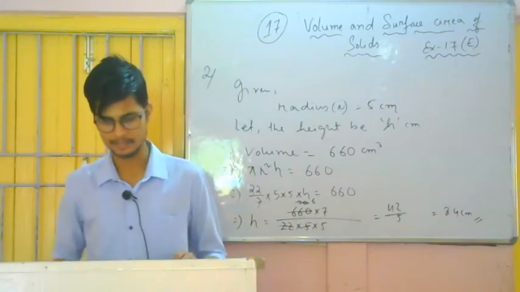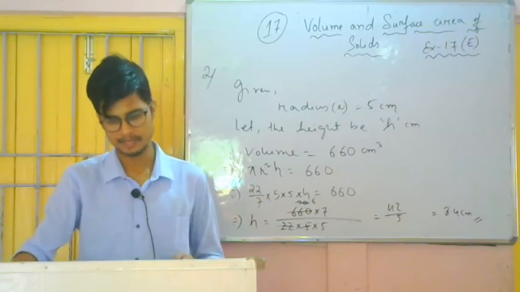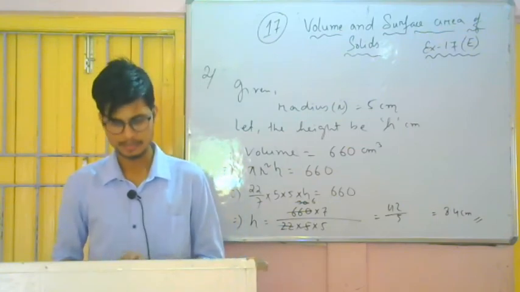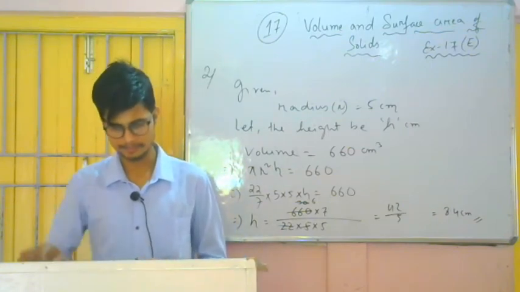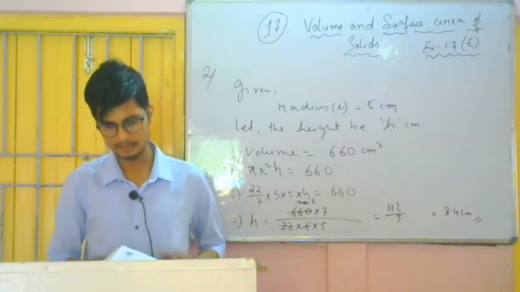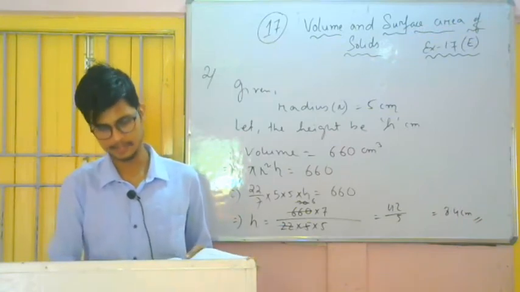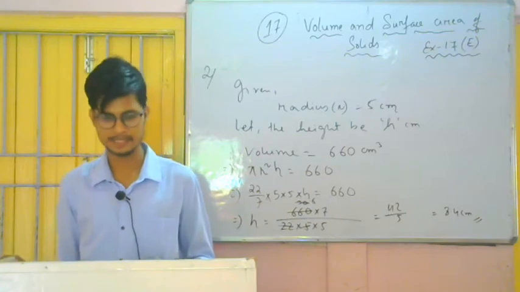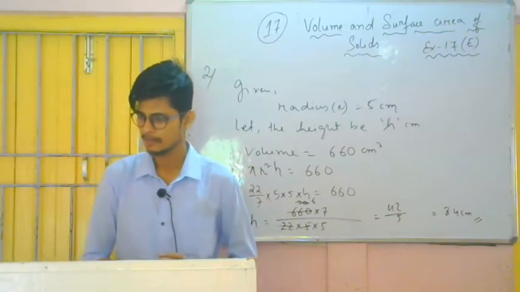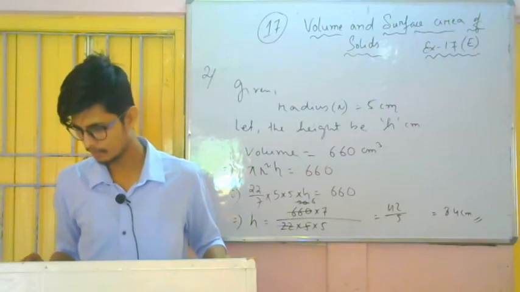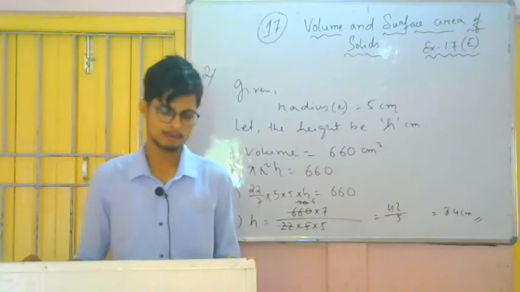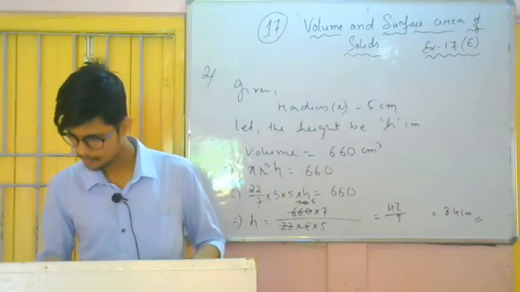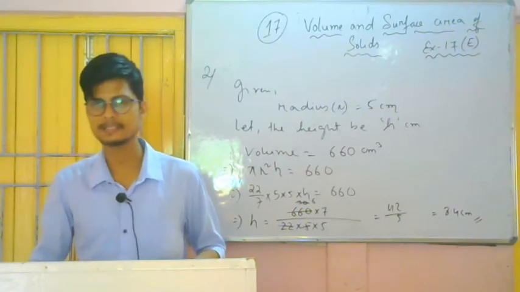Now question number 3. The volume of a cylinder is 448 pi cm cube, and the height is given as 7 centimeter. Find the lateral surface area and total surface area. The question is to find the lateral surface area and total surface area. In question number 3, the height is given, the radius is missing.